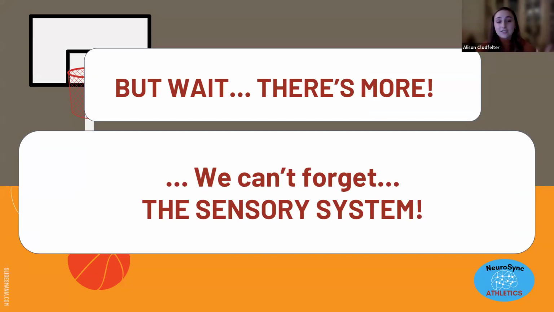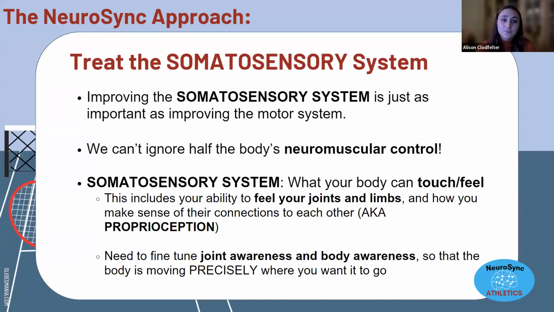But wait, there's more. We can't forget about our sensory system as well. So in NeuroSync, we also like to treat our somatosensory system. Improving the somatosensory system is just as important as improving our motor system. We can't ignore half of our body's neuromuscular control in our treatments.